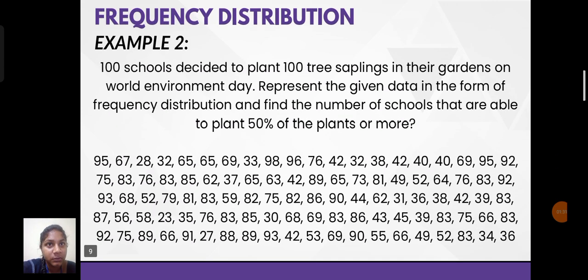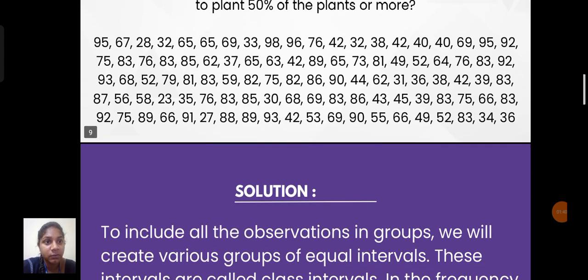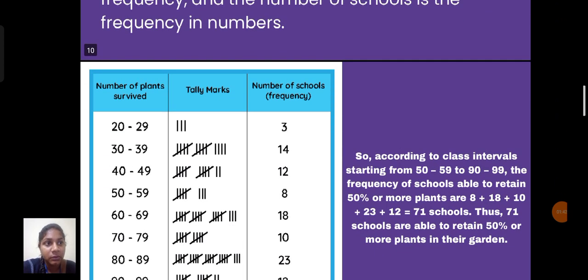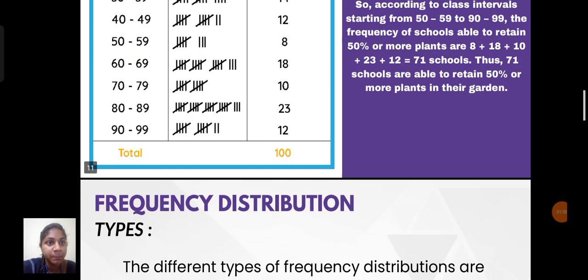In example 2, there are 100 schools that decided to plant 100 tree saplings, and the aim is to see which are able to keep 50% of the plants or more. So here, to find the schools whose plants survived, we put the numbers in a tally sheet. There are 71 schools able to retain 50% or more of the plants.